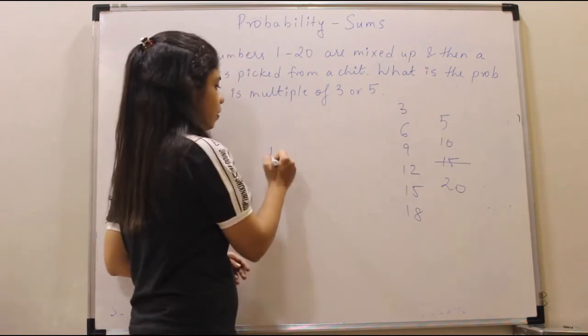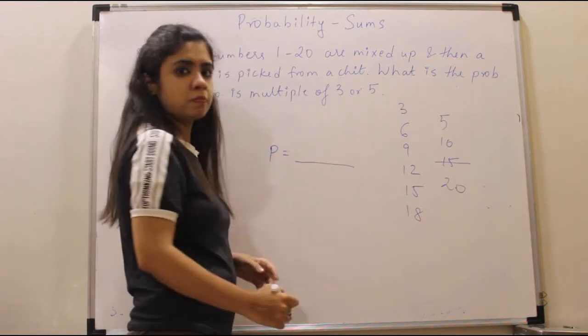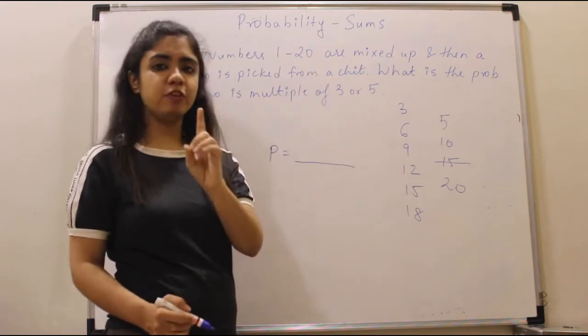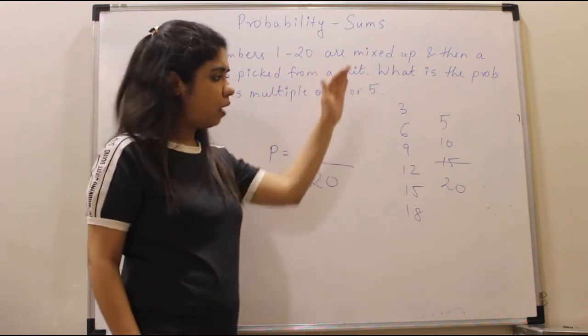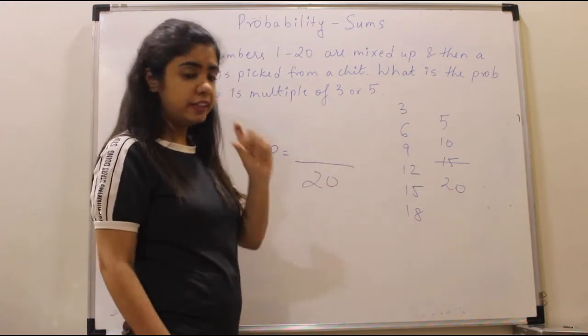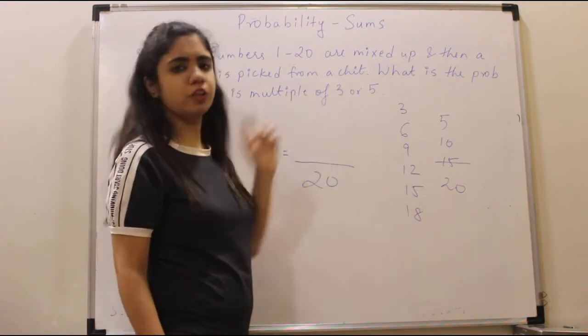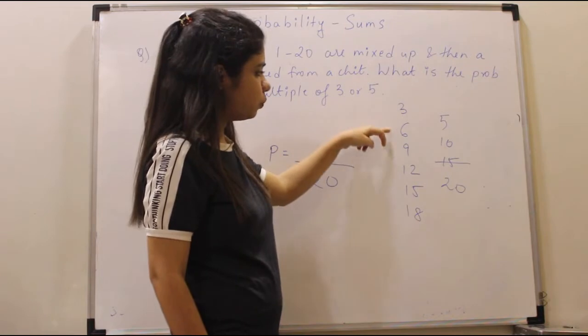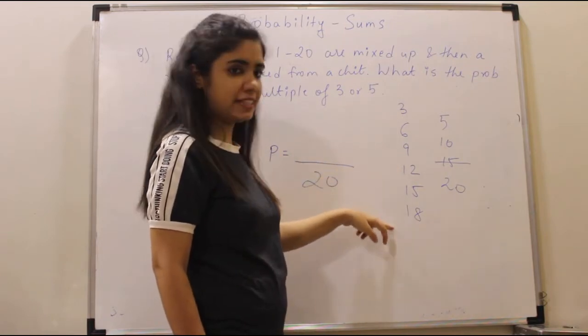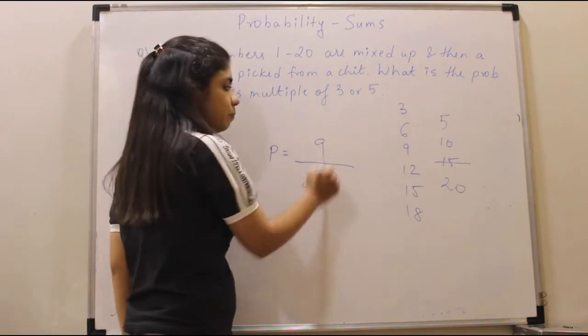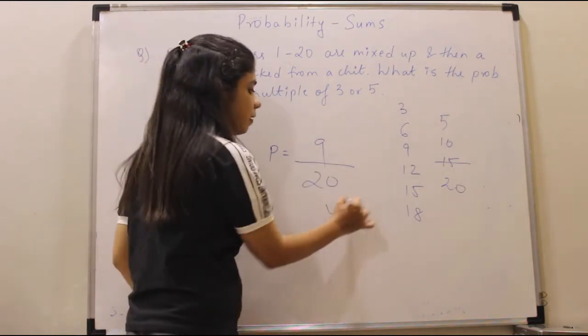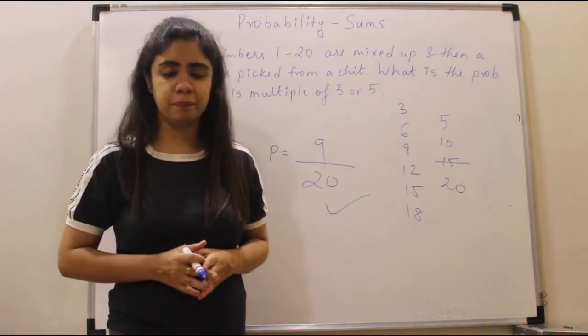So you're going to eliminate the extra 15. Okay? No other number is getting repeated. Now let's see. What will be the probability? I have 20 numbers. I have to pick 1. So my denominator is 20. How many options do I have? The desired event is it should be a multiple of 3 or 5. So I have 1, 2, 3, 4, 5, 6, 7, 8, 9. So there are 9 possibilities. So 9 by 20 becomes my answer.